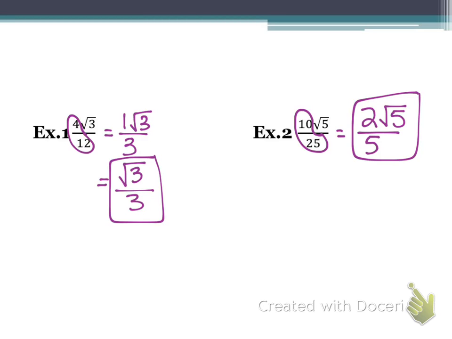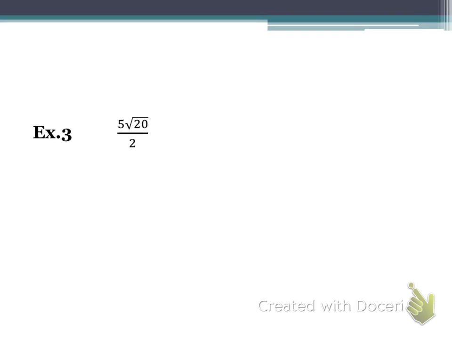Pretty easy so far? Yeah. It's just like simplifying fractions from back in junior high or middle school. They just also have those radicals on them. Again, I'll keep repeating myself. These 5s cannot simplify with each other because one of them is blocked by a radical. Okay, let's move on.